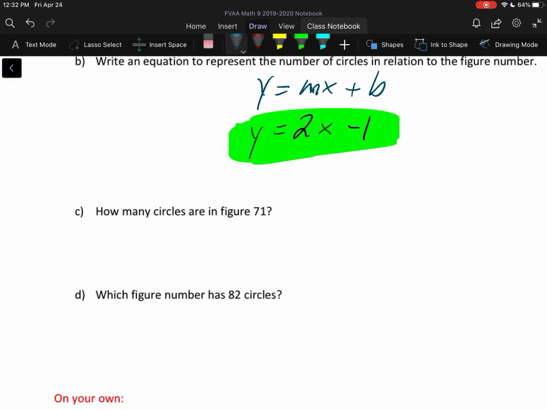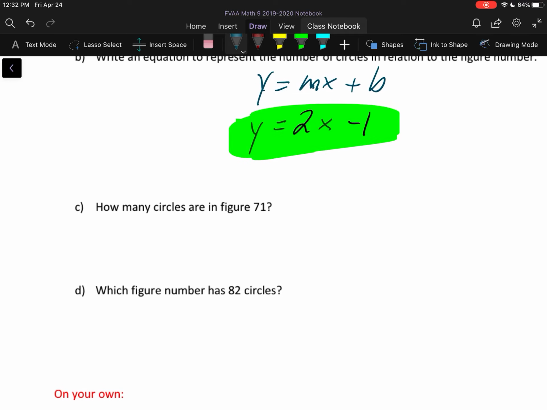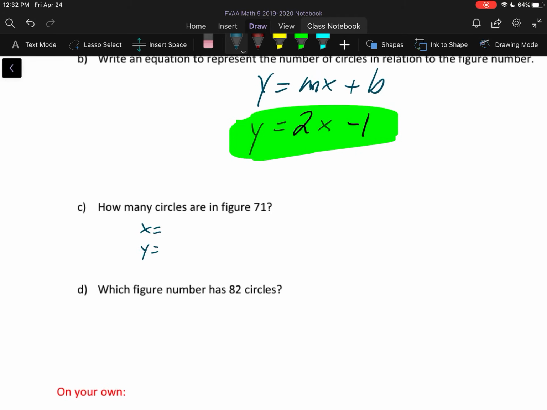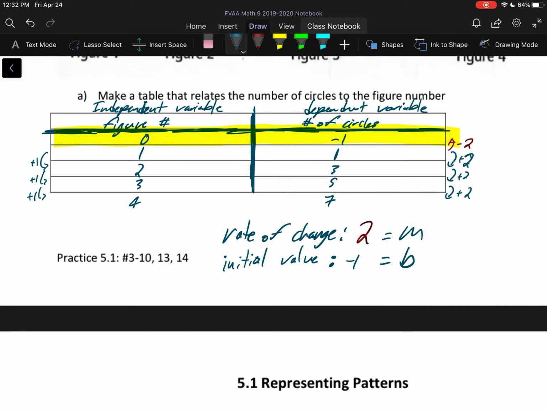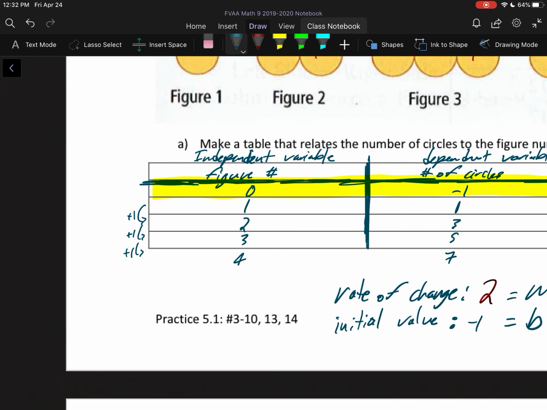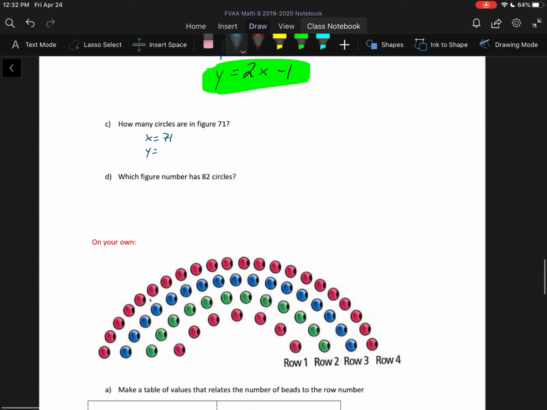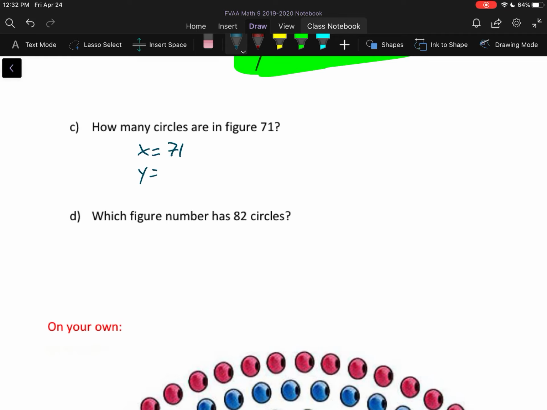How many circles are in figure 71? So is figure 71 the y value or the x value? Good, figure 71 is my x value, because I know that figure numbers are my independent variable. So these are my x values, okay? Number of circles are my dependent variables, so those are my y values. Here they want to know how many circles, so what is the y when x is equal to 71?